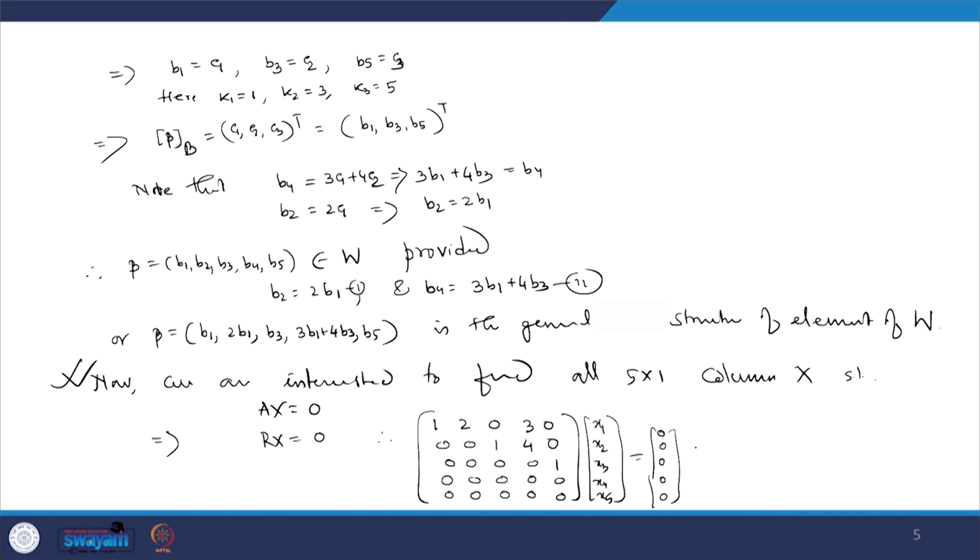This means that I am getting the system x1 plus 2x2 plus 3x4 equal to 0 and x3 plus 4x4 equal to 0 and x5 equal to 0. So, I am getting 3 equations. Now, I can immediately solve it and tell the solution space of this system Rx equal to 0.